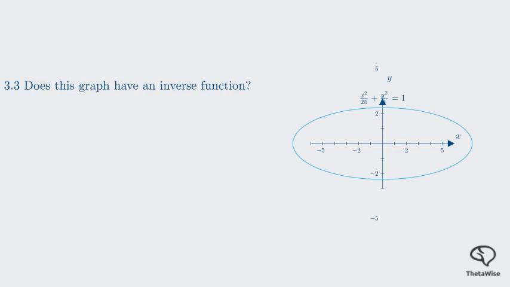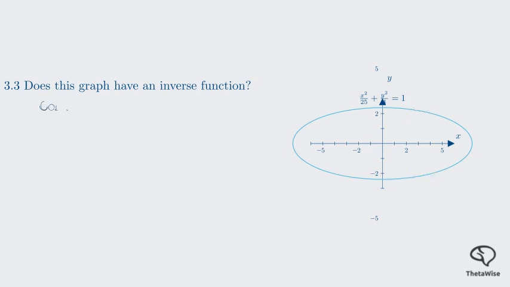Finally, for question 3.3, does this graph have an inverse function? For a graph to have an inverse function, it must first be a function itself. We can check this using the vertical line test. As we can see, if we draw a vertical line, it intersects our ellipse twice. For example, the line x equals 2 intersects at 2 distinct points, (2, 1.83) and (2, -1.83). Since one x value corresponds to 2 y values, the ellipse is not a function.